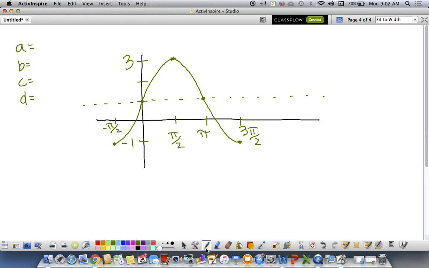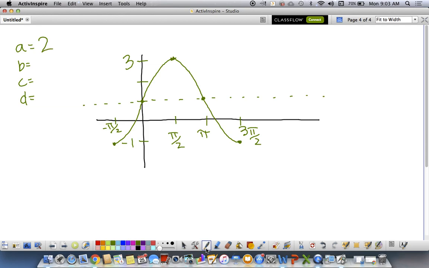So I went up 1 and then 3, so 4. From the very bottom to the very top, I went 4 units. Technically, this is how you find your amplitude, by dividing it by 2. So from -1 to 3, we get 4 units. We divide that in half, we get what? 2. So from wherever our center line is, we go up 2 and we go down 2. You were right with the amplitude being 2.